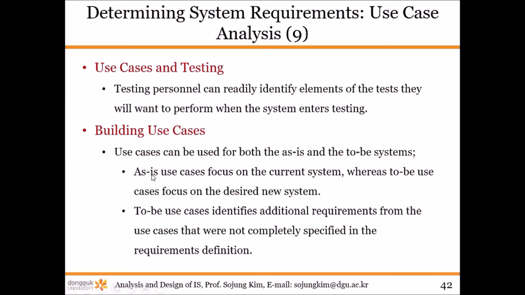As-is, to-be. Okay, as-is use cases focus on the current system. I told you, right? As-is equals the current system. Whereas to-be use cases focus on the desired new system. And to-be use cases identify additional requirements from the use cases that were not completely specified in the requirement definition. There's a typo.